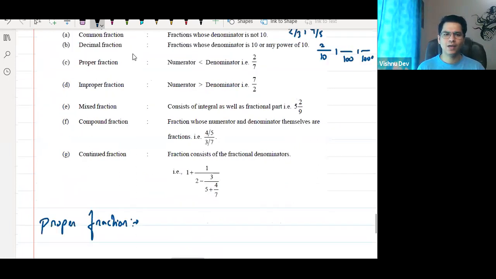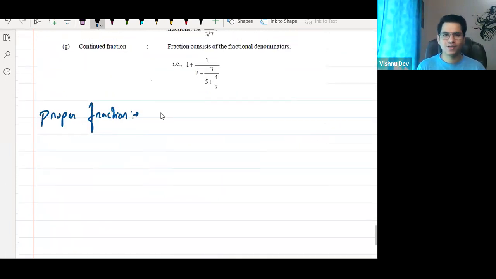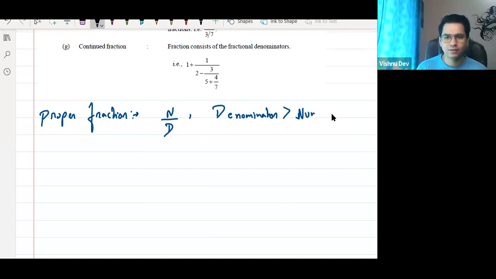So in a proper fraction, we have a numerator and a denominator. Do not remember too many things. It has to be a proper fraction. Fraction means the denominator should be whole, a complete part. The denominator should be greater than the numerator. Yes or no? Only then will it be a part, right? Yes or no?